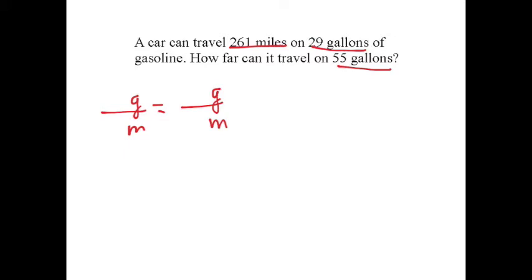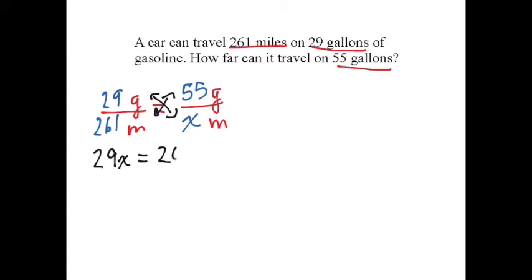Okay, well, 29 gallons relates to 261 miles, and we want to know how many miles we can go on 55 gallons. Okay, so once again, we cross multiply here, and we get 29x equals 261 times 55.